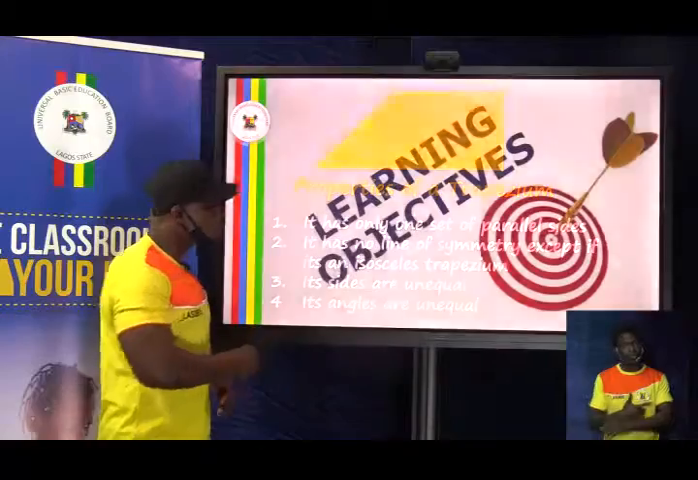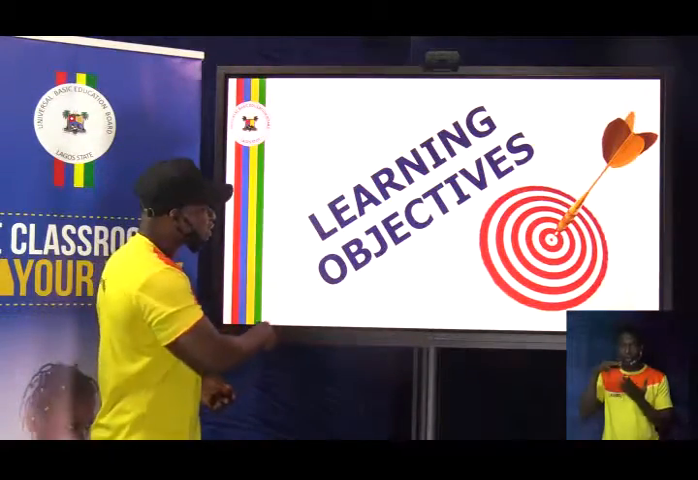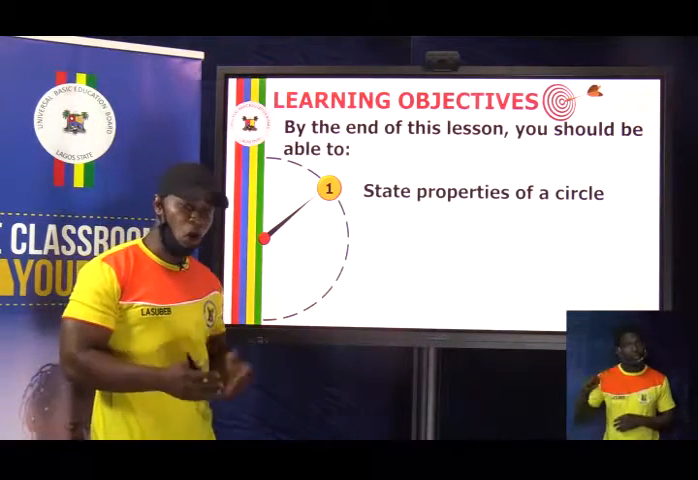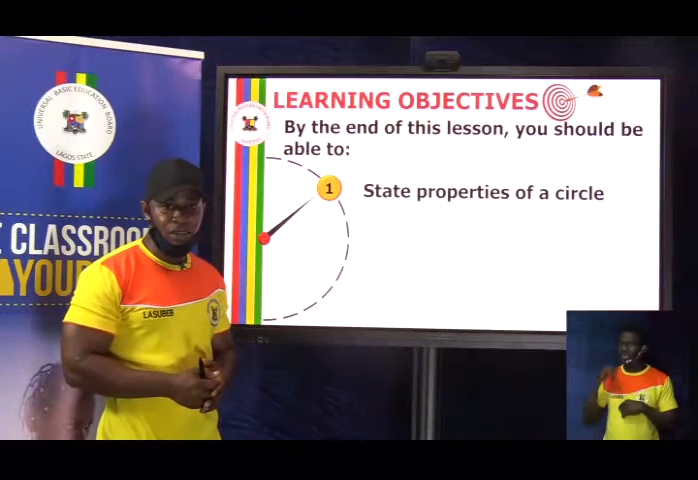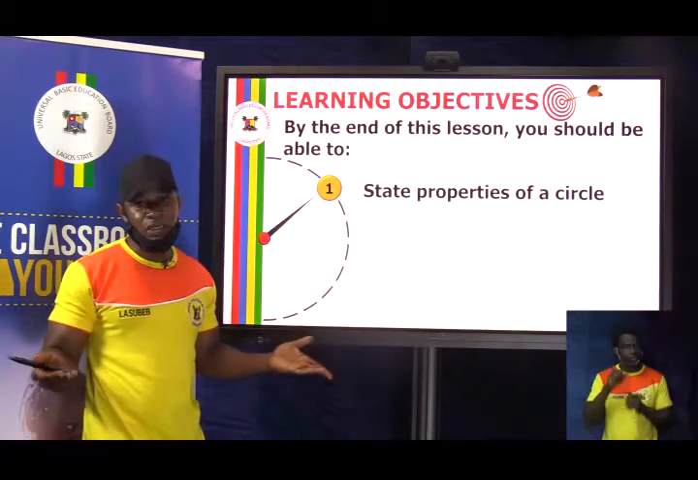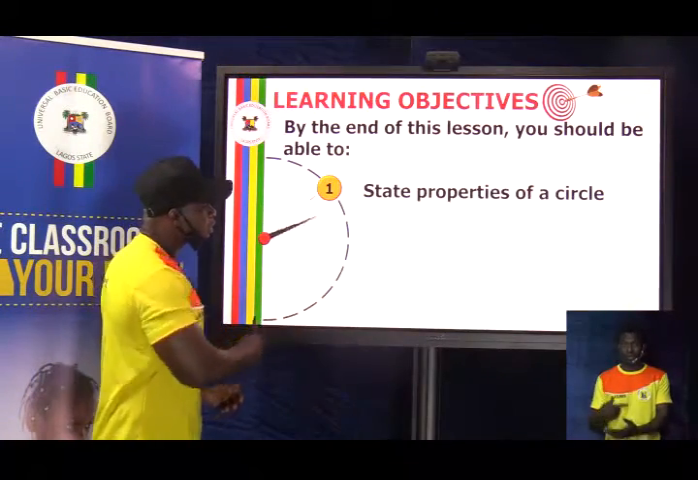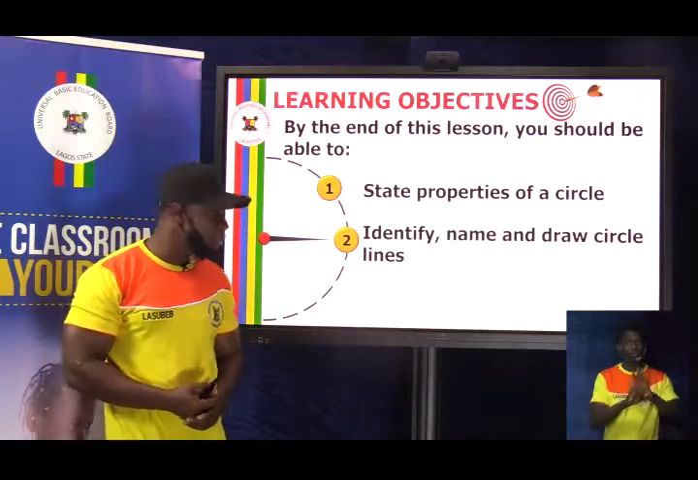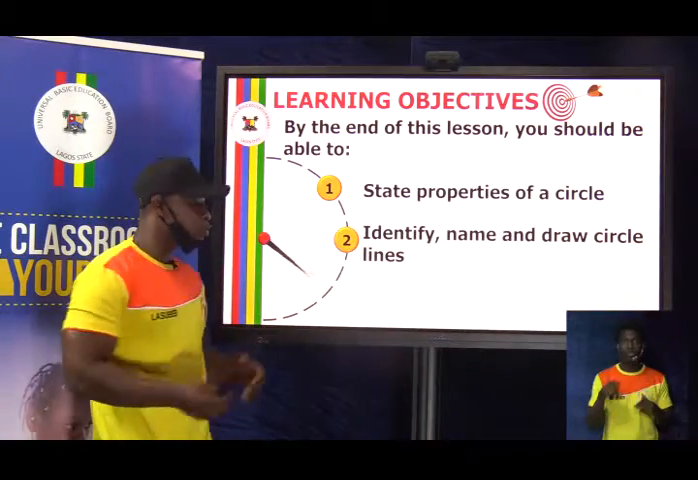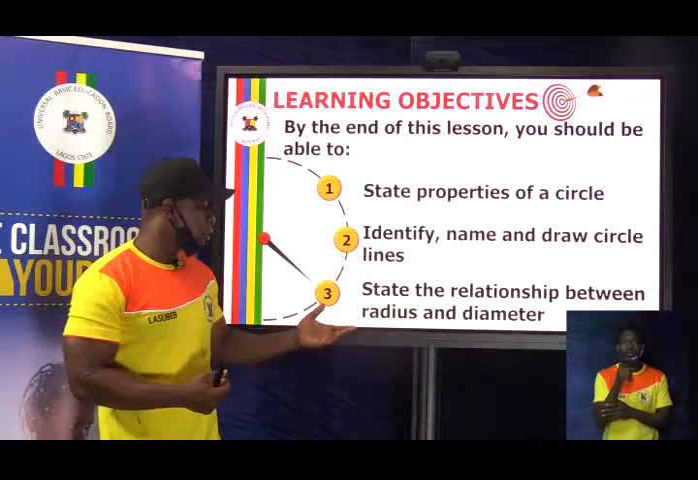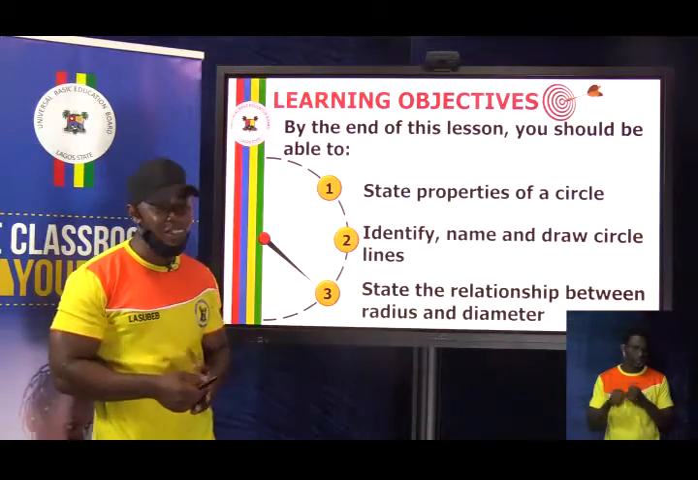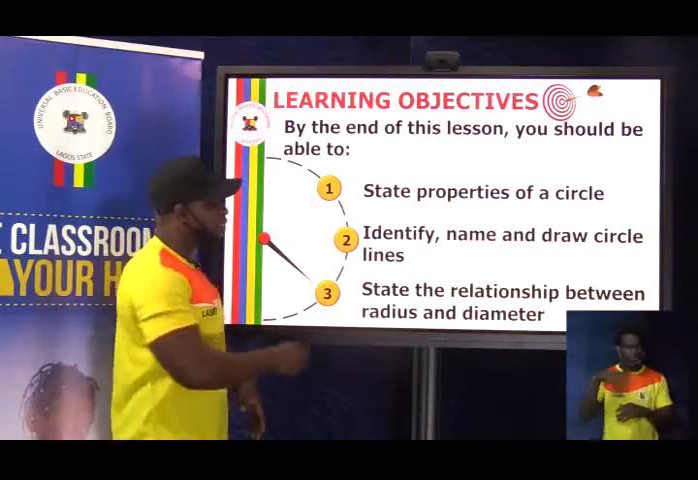Now, moving on to today's lesson, let's begin with our expected outcomes. At the end of this lesson, you should be able to state the properties of a circle, and you must wonder, like I've said earlier, does a circle have any properties? I mean, no sides, no angles. Then what is there to study about a circle? We'll see about that in this lesson. You should also be able to identify, name, and draw circle lines. Then finally, you should be able to differentiate between the diameter and the radius and state the relationship between them. Now you must say, oh, okay, it's the diameter and the radius. Well, let's see what we can learn about that today.